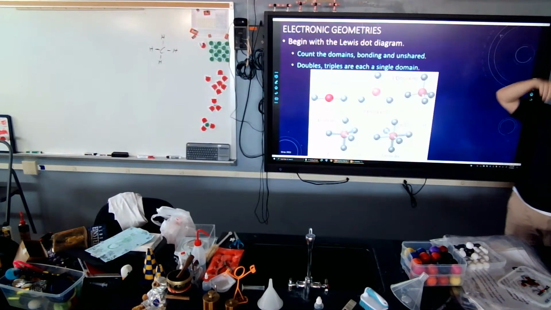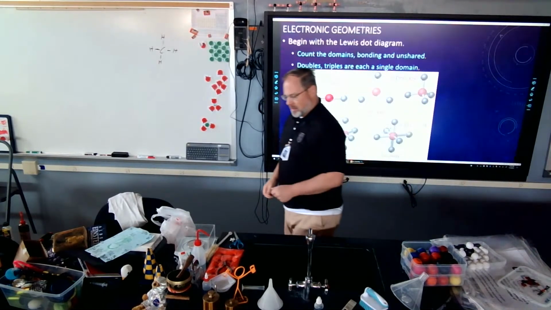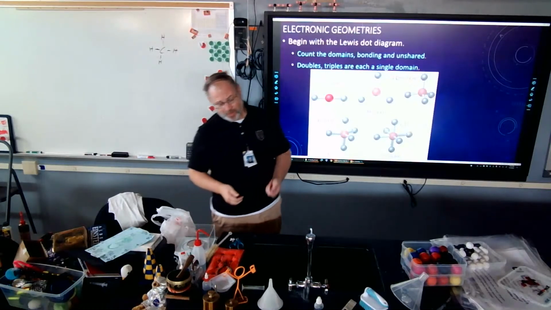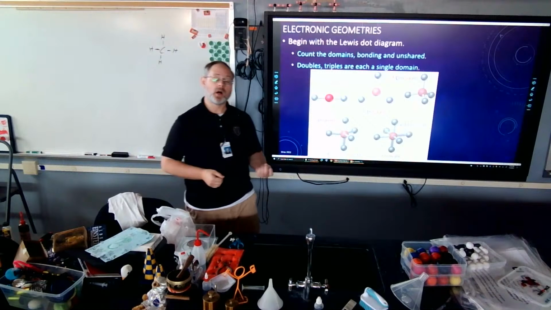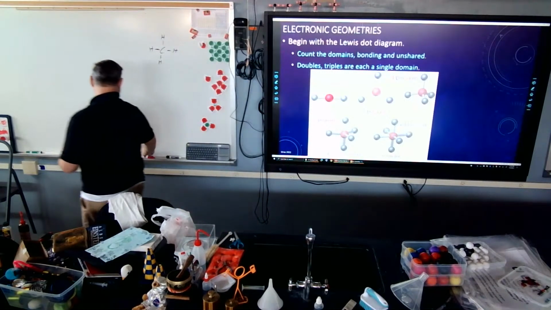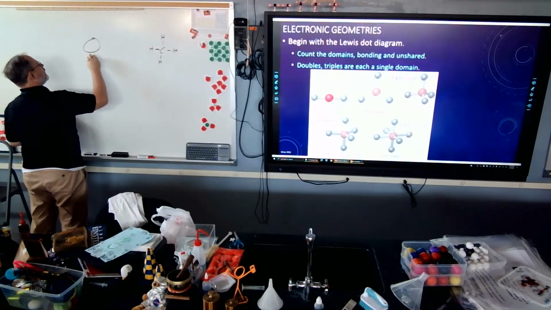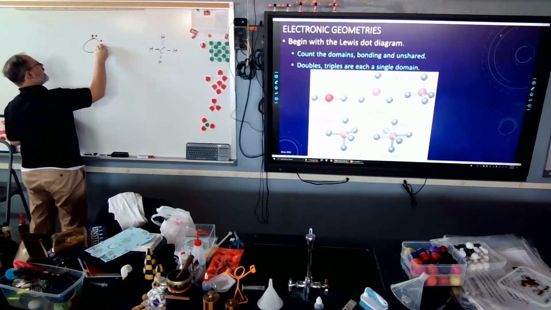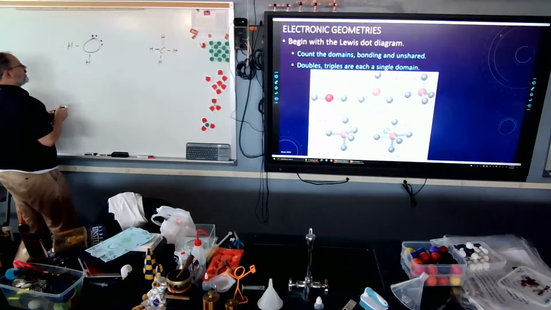Next layer? Now, a molecule may have bonding pairs or unshared pairs. For instance, water, our favorite water molecule, you've got oxygen that has 2 unshared pairs and then 2 bonding pairs.